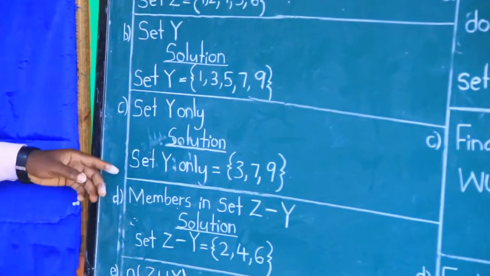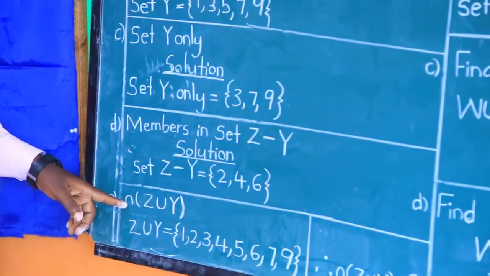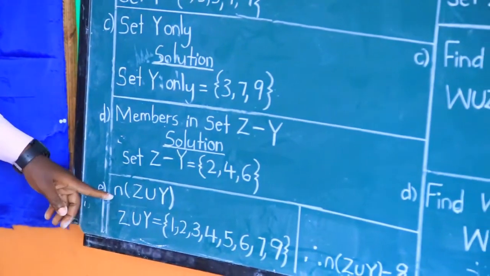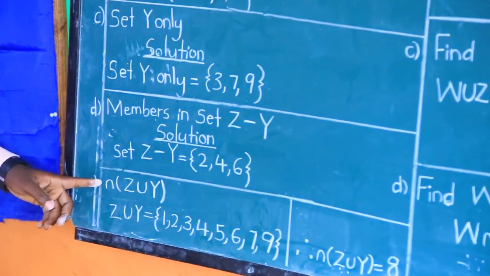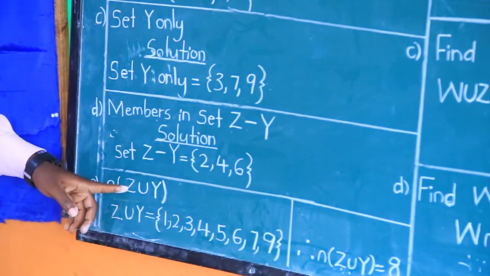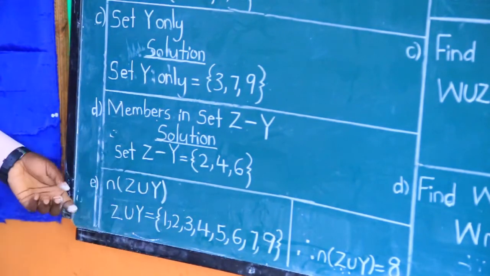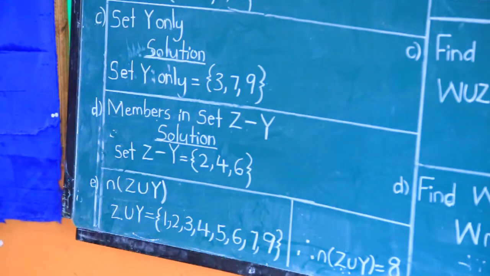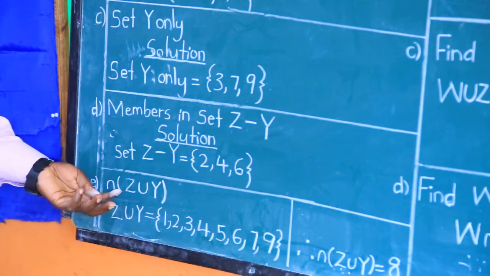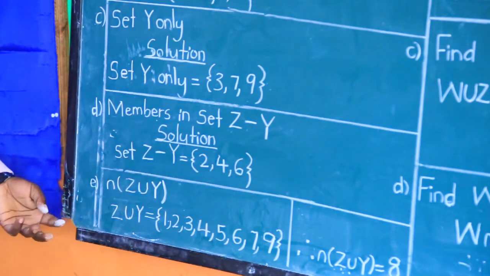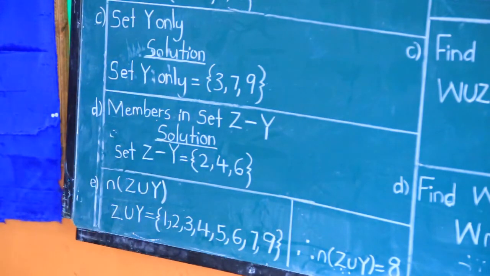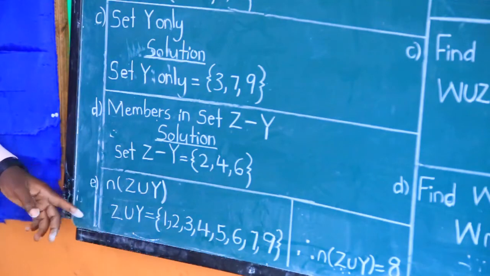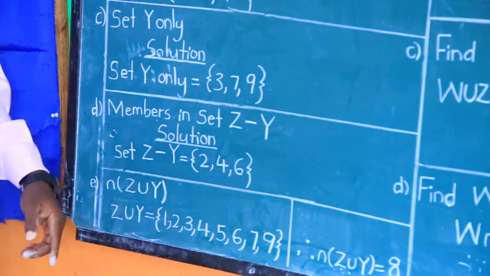Then you say find number of elements. Remember I said when n is out here, it calls for counting. Number of elements in set Z union Y. Whenever you see number of elements outside, it tells you to count. And because it does so, you first list the elements in the set Z union Y.